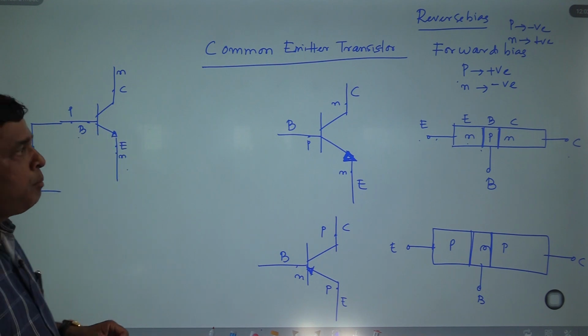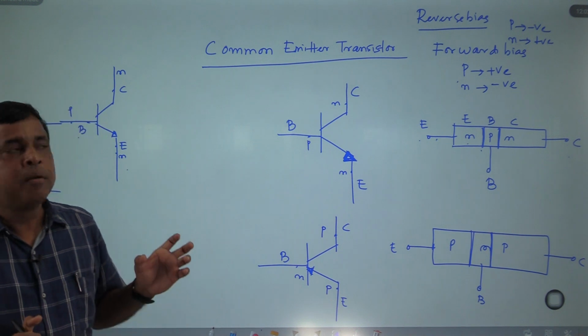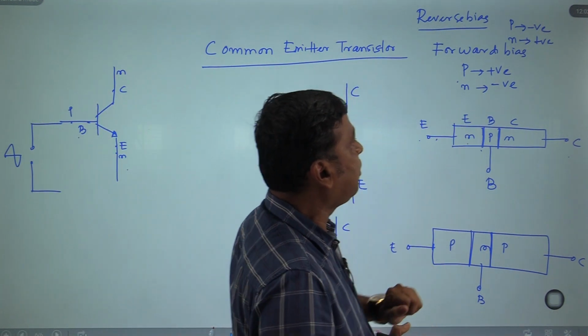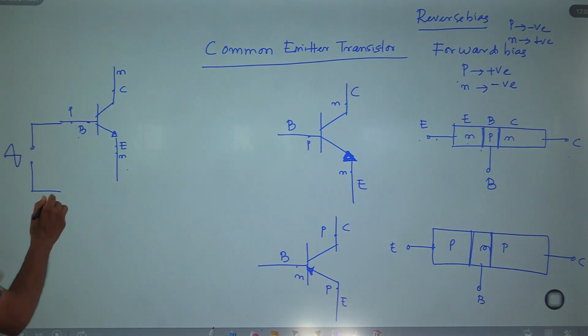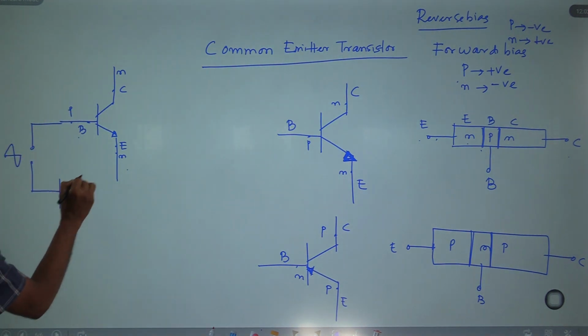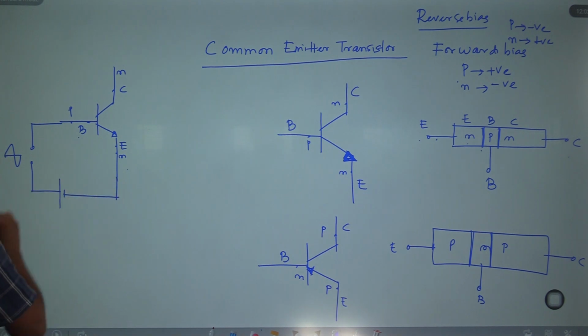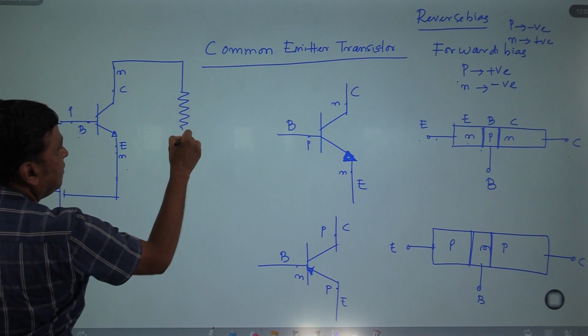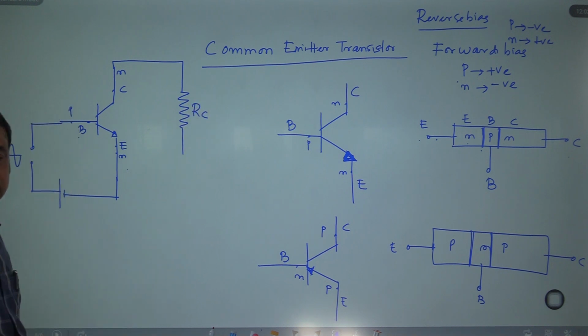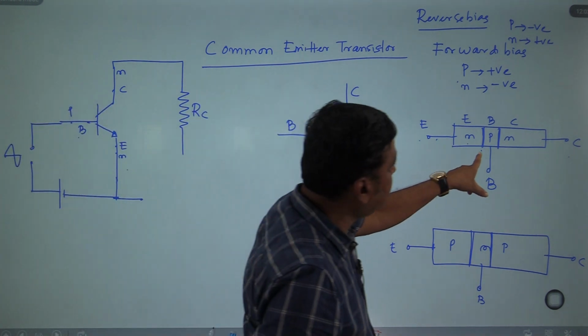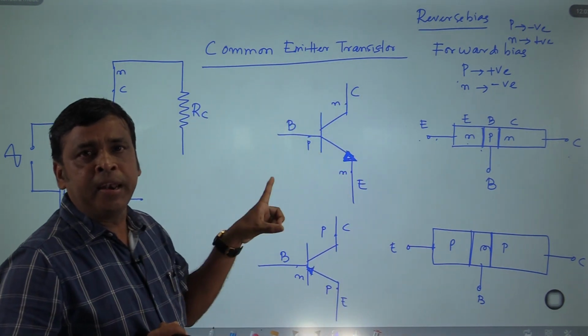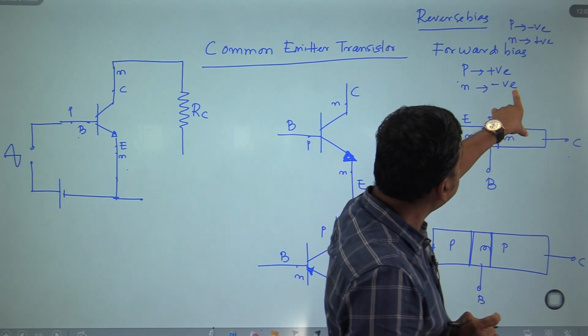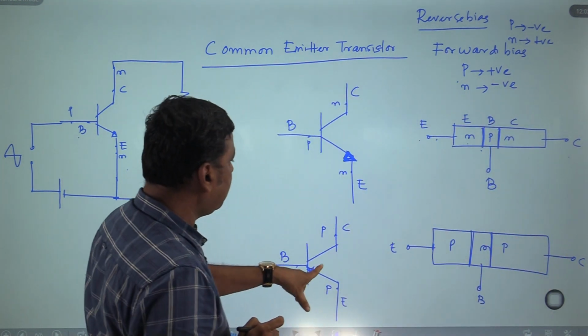Already I told you the input junction must be forward biased. Forward biased means the P terminal should connect to the positive and the N terminal to the negative. This is your P terminal, connected to the positive terminal of the battery, and N is connected to the negative terminal of the battery. This is your DC battery source. Similarly, here there is a load resistance, the collector resistance RC, and here we provide another source. The output is reverse biased.